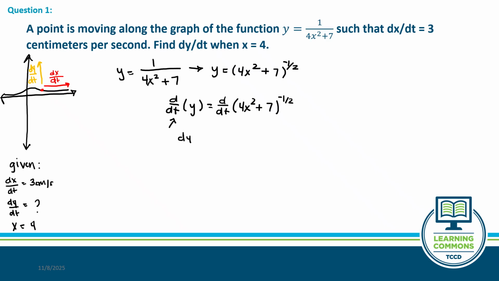So this is going to be dy/dt equals negative 8x all over (4x squared + 7) squared, times dx/dt. I assume you guys know how to get this answer, so I am not going to go through the whole rigmarole. Now it is a matter of plugging in x and dx/dt to find dy/dt. So let's do that really quick.